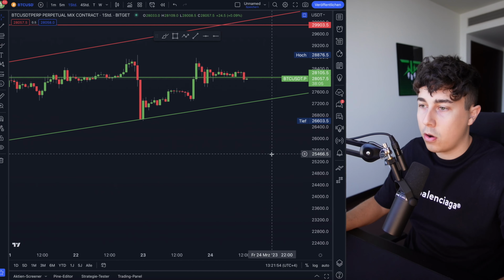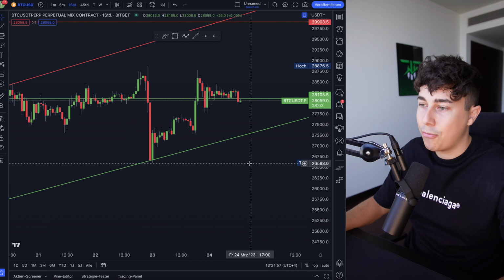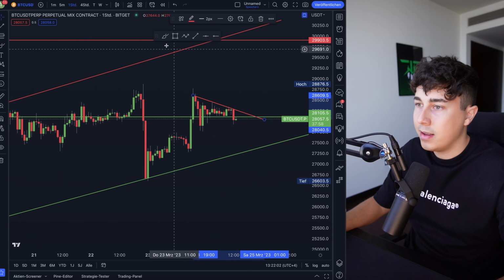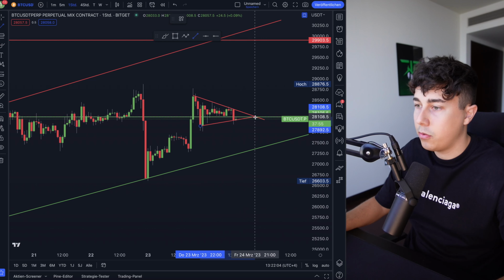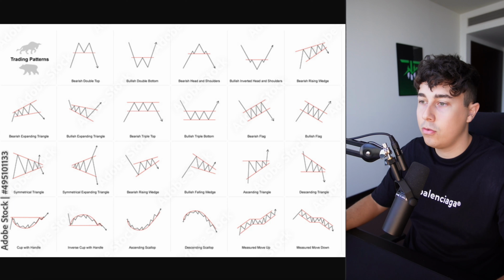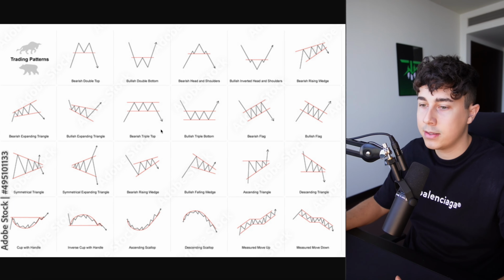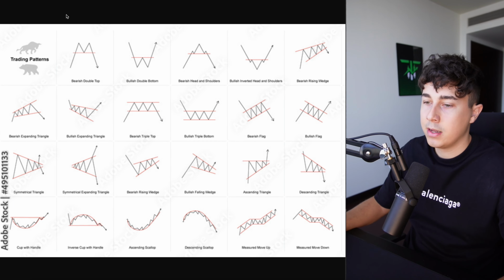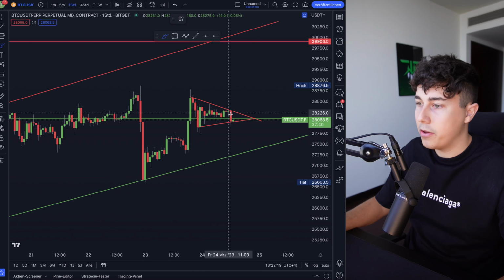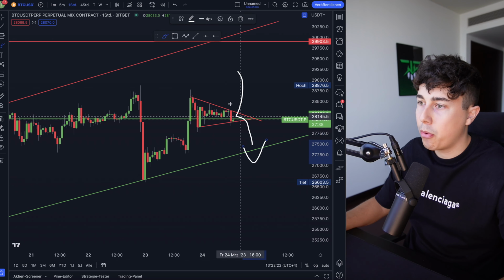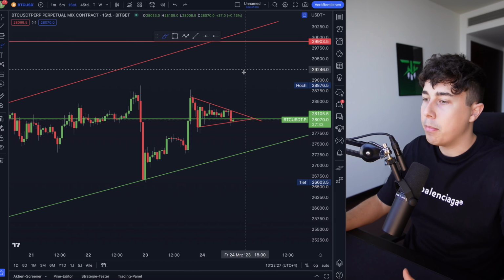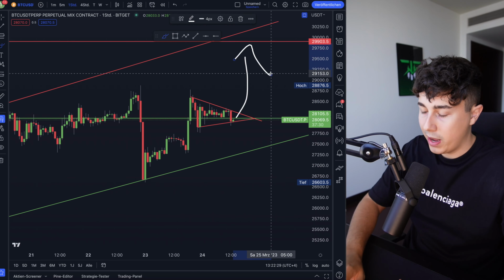But now we could also make an analysis just for the moment right now. So here we see, for example, that we are building this triangle pattern. And if you are a beginner, you can switch back to your side with all the patterns. Here you can see that we are moving in this symmetrical triangle pattern, which is well known for a breakout in one of both ways. But because we are in an overall bullish trend, the probability is much higher that we would see a breakout here to the top.